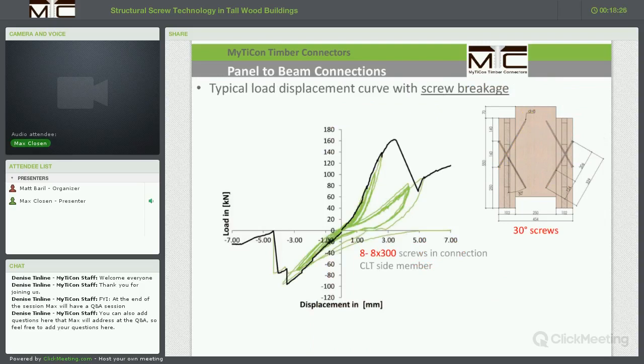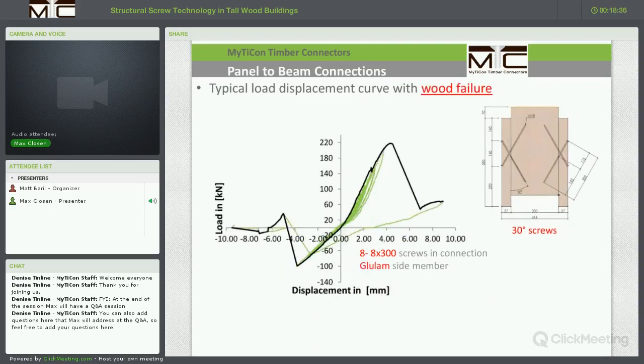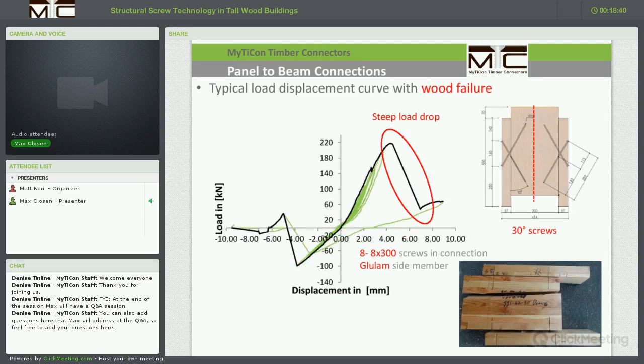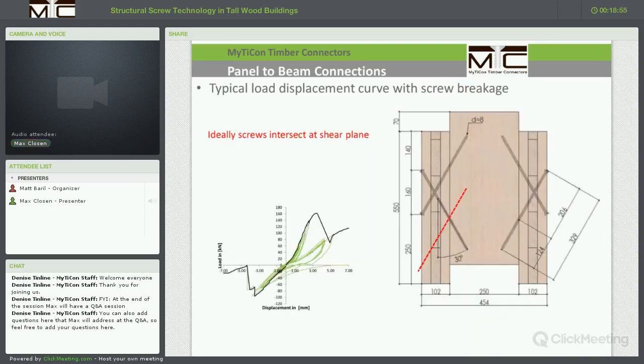Load displacement curves look very similar for the 30-degree screw-in angles. We have steep load drops and steep capacity increases, and we can always nicely see in the backbone curve when fasteners fail. A very steep load drop is of course observed if we have complete separation or shear failure parallel to the grain in the timber element here, the glulam beam. This would indicate a fatal failure of the connection with no residual capacity left.